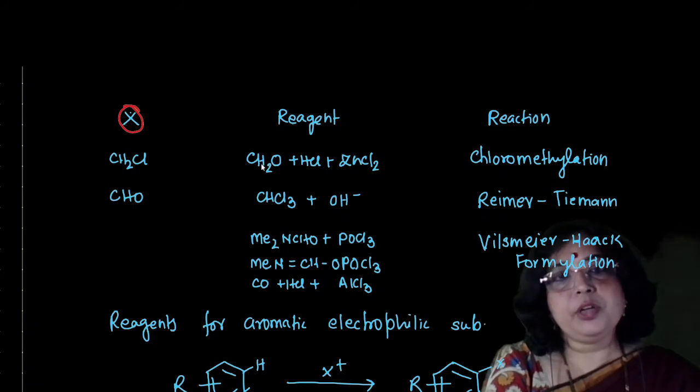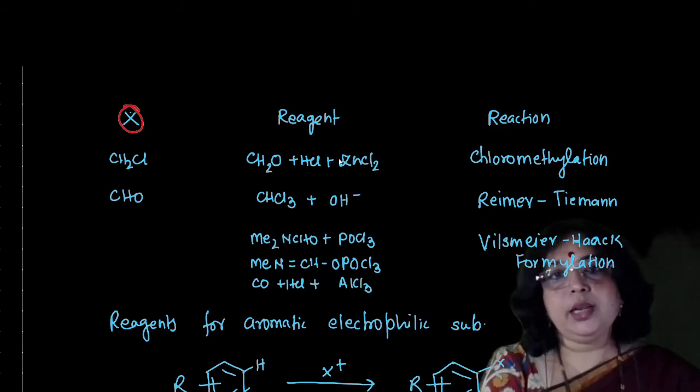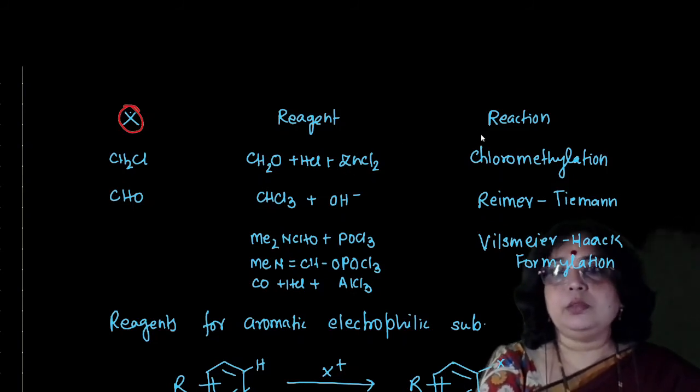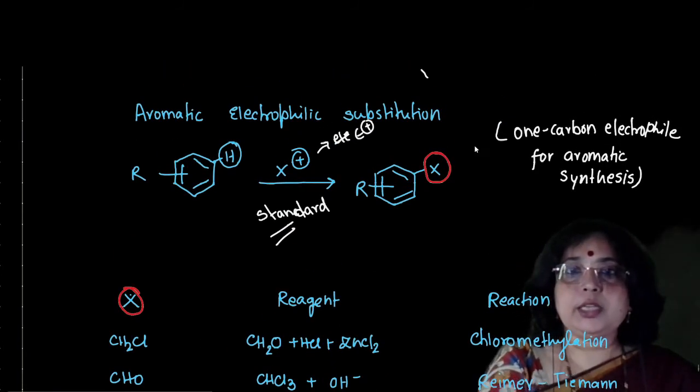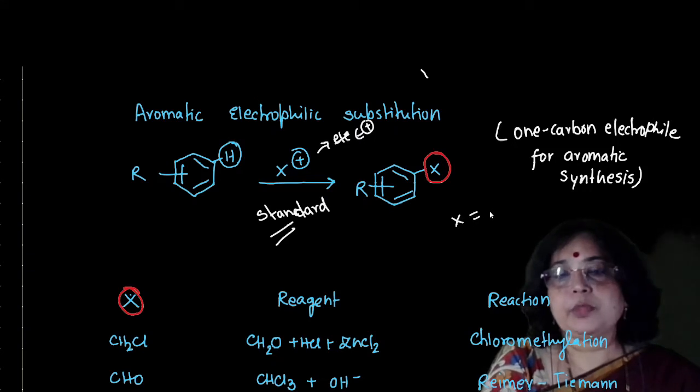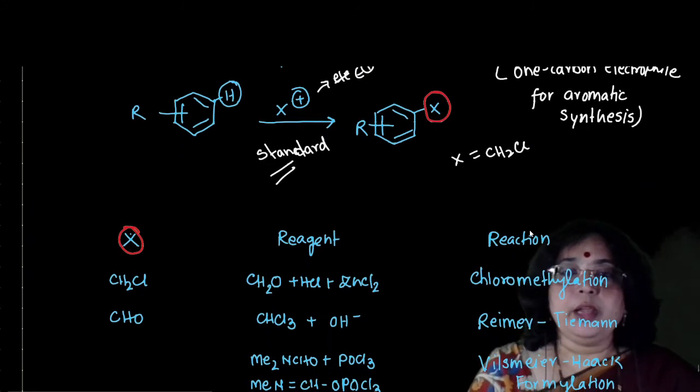And what reagent are we using? This is formaldehyde, HCl and zinc chloride. So this reaction is called chloromethylation. Here, if this X is replaced by CH2Cl, the reaction is called chloromethylation. And what reagents are we using? We are using formaldehyde, HCl and zinc chloride.